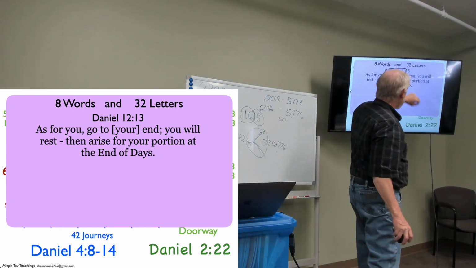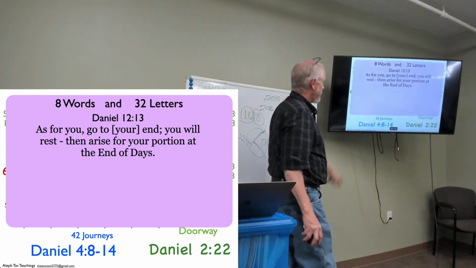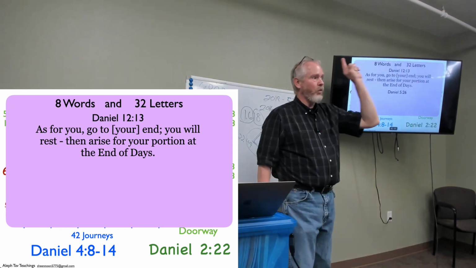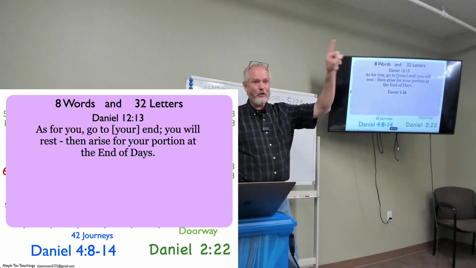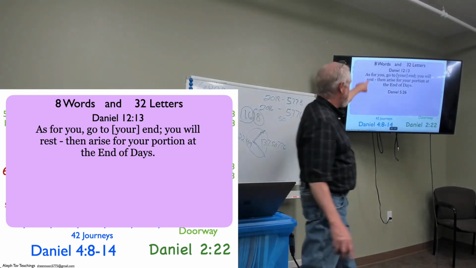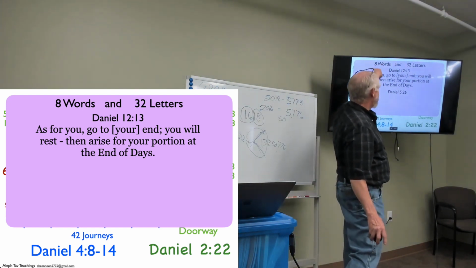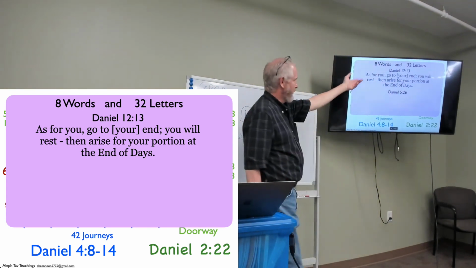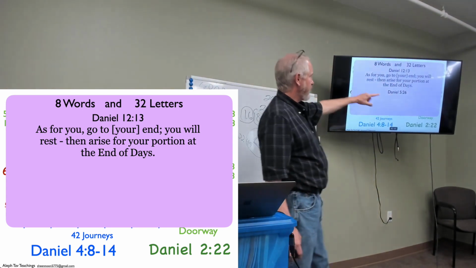So, that's in Daniel 12:13. But look at the other side. There's 2 verses. So there's only one other verse that has 8 words and 32 letters. 8 being eternity. Right? Okay? 32 letters. It's in Daniel 5:26.